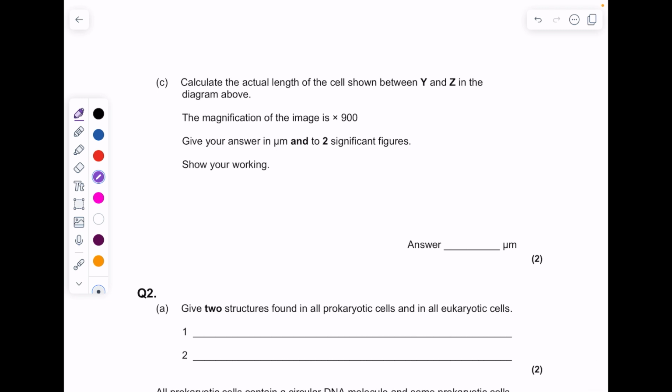Calculate the actual length of the cell shown between Y and Z in the diagram above. The magnification of the image is times 900. Give your answer in micrometers to 2 sig fig. So I'm going to use my formula triangle. I'm after the actual length of the cell, so actual length equals image length divided by magnification.